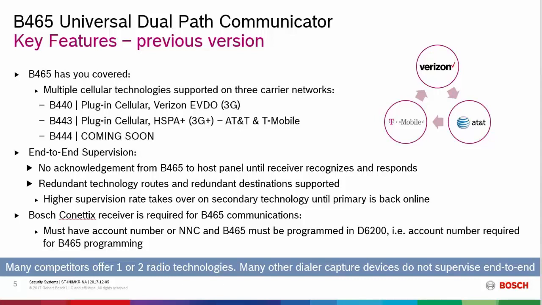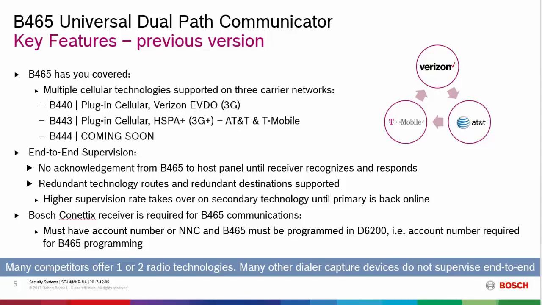The way that Bosch has implemented our solution for the 465 is that we do not acknowledge the host panel until the 465 has sent the message off to the central station receiver. The receiver has acknowledged that and sent it back to the 465. Only at that point does the 465 acknowledge the host panel event. And we have a diagram to show that.